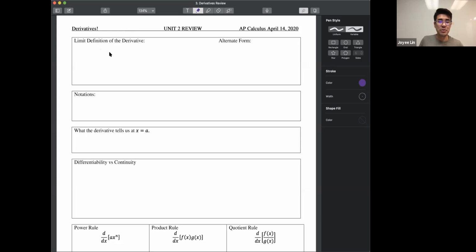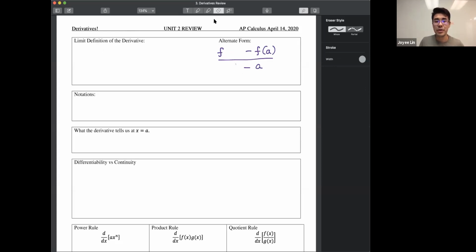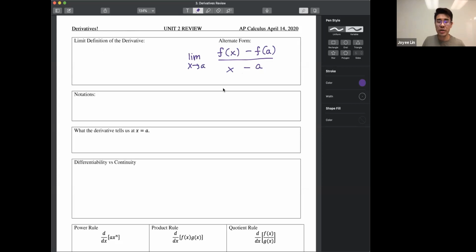So remember that the derivative is the form of the slope. So I'll do the alternate form first. We can do this, f of b minus f of a over b minus a. Right? Except instead of this being a constant value b, we can replace this with f of x. So this is your average rate of change. And remember, if we're doing derivatives, it'd be the limit as x approaches a. So this is one of the forms.